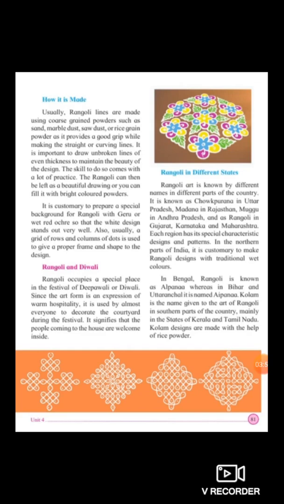Whereas in Bihar and Uttaranchal, it is named as Aipana. Kolam is the name given to the art of Rangoli in the southern parts of the country, mainly in the states of Kerala and Tamil Nadu. Kolam designs are made with the help of rice powder. So dear students, in Bihar and Uttar Pradesh, it is named Aipana. And kolam is the name given to the art of Rangoli in southern parts of the country, mainly in Kerala and Tamil Nadu. The kolam designs are made with the help of rice powder.